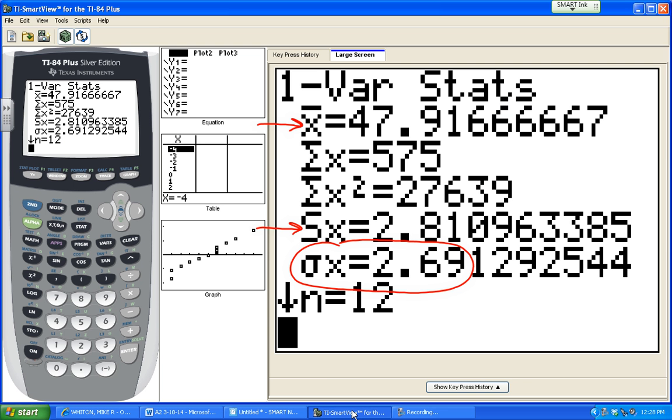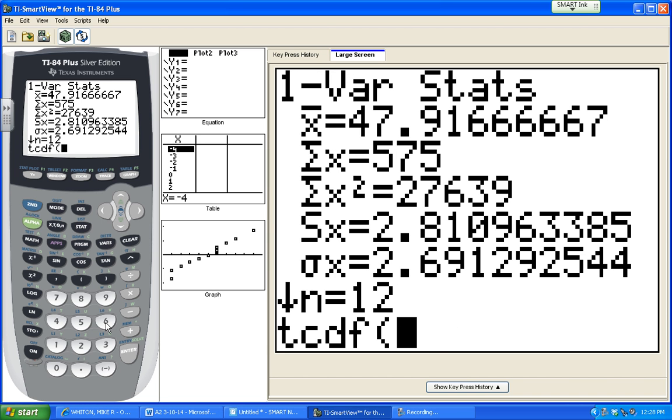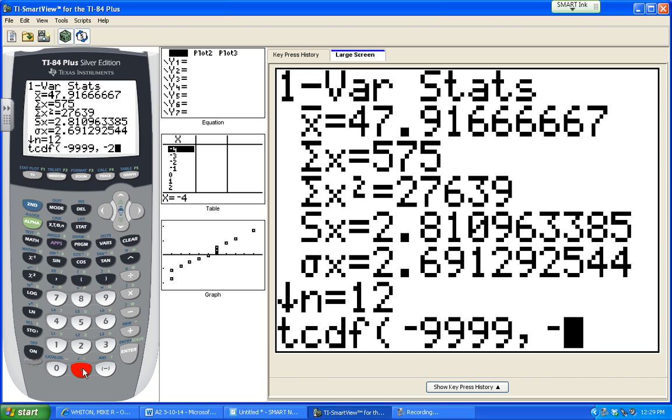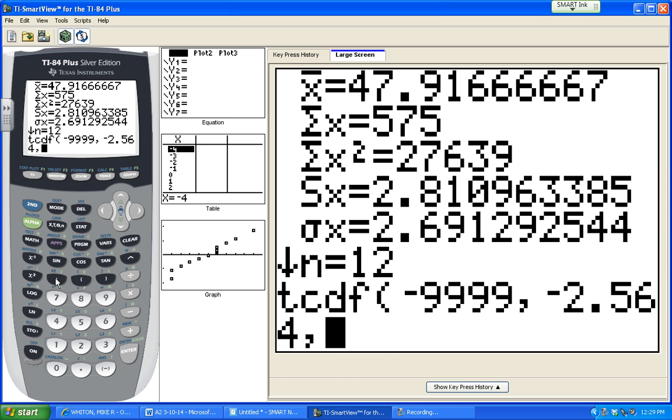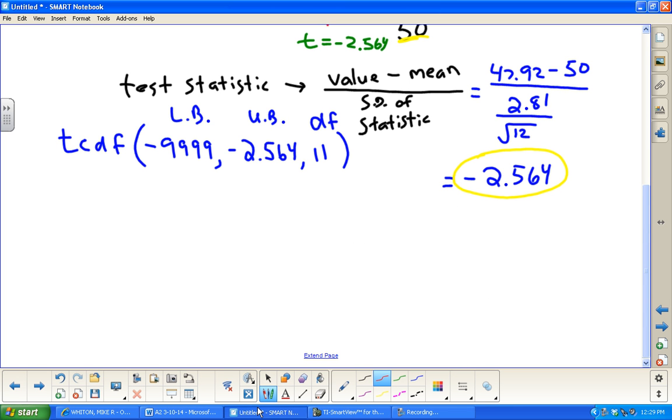We're going to go under distribution, second distribution. We want the tcdf, looks like number 6 there. We're going from a negative, we'll do it at the bottom, negative 9999. Let me just make sure we get this right. Negative 2.564, and again, we had 11 degrees of freedom. This will find us the area, and we see it's about 0.013. That is our p-value.